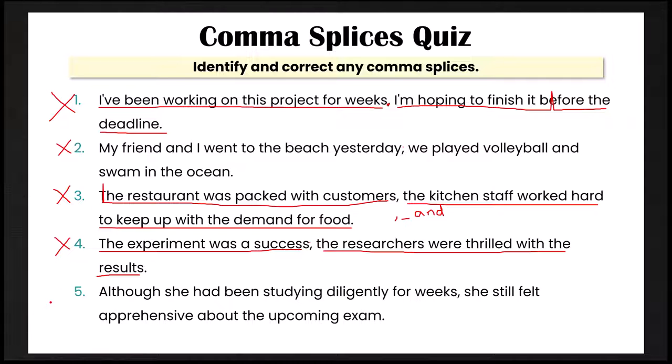Now, the last one is not a comma splice. It is correct, okay? Because we only have one independent clause here. She still felt apprehensive about the upcoming exam. This is an independent clause. However, although she had been studying diligently for weeks, is not an independent clause. This is a dependent clause because we have although. Although she had been studying diligently for weeks does not make sense by itself. And we can use a comma to combine an independent clause with a dependent clause when the sentence begins with a dependent clause. If you want to learn more about independent clauses and dependent clauses, I have also linked you to a video on this in the description below.